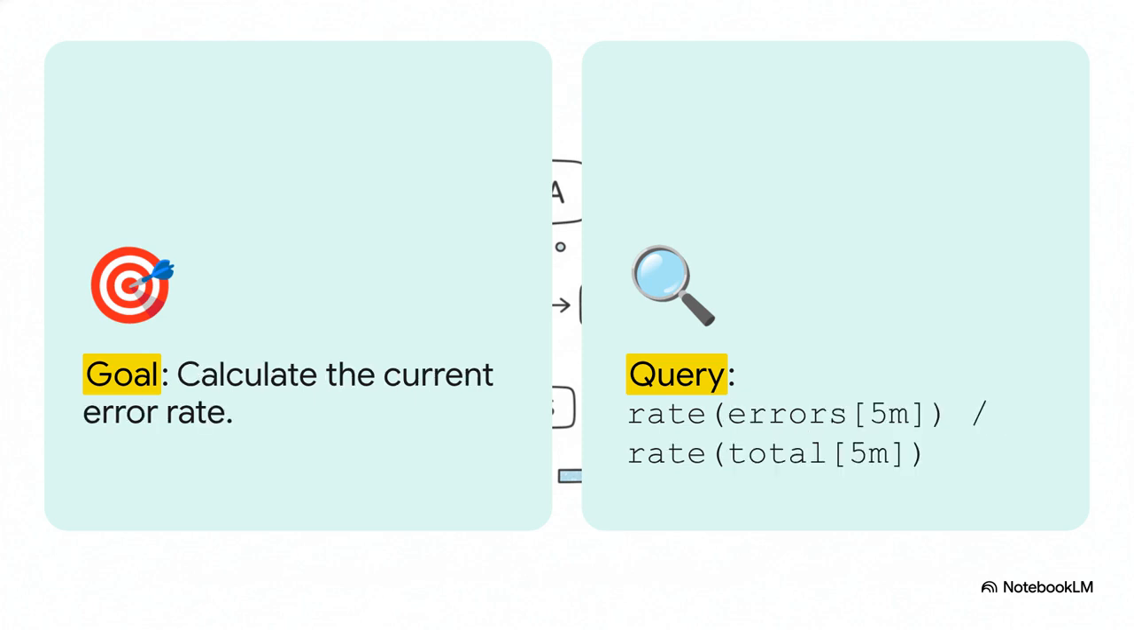Okay, let's build on that with something even more useful. What if you want to calculate your current error rate? Well, the logic is just as clear. As you can see right in the query, you just take the rate of your errors and you divide it by the rate of your total requests. You're translating a direct business question into a simple query that Prometheus gets instantly.